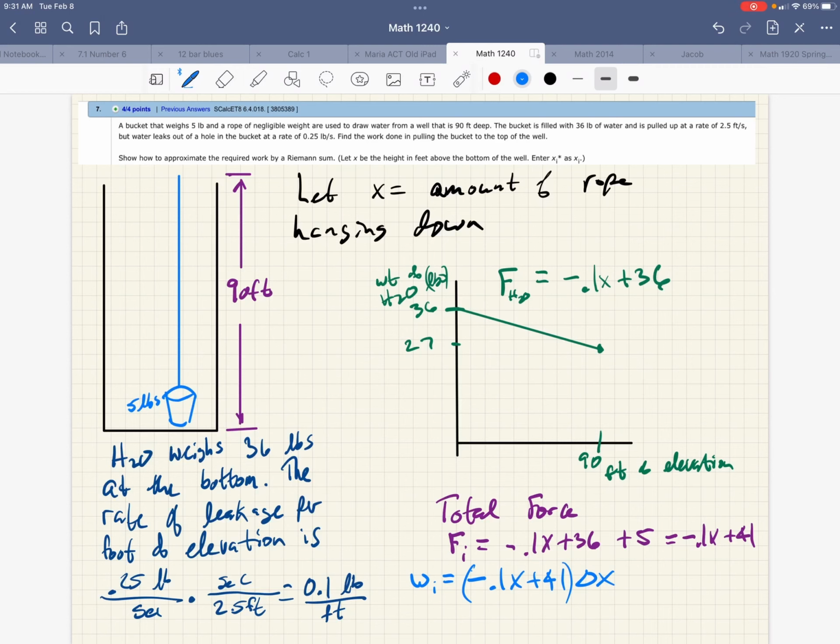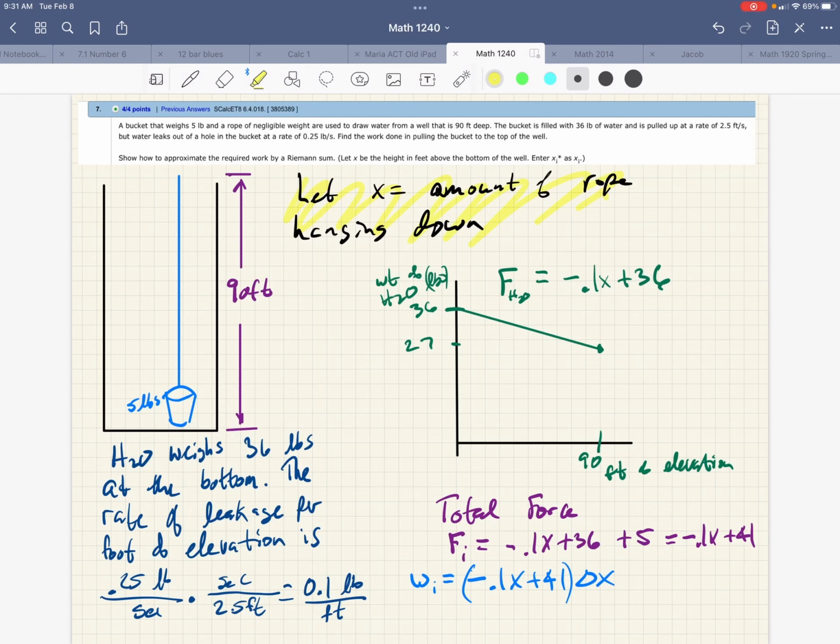So the first thing that we need to do is decide what our variable is going to represent. So let's let x represent the amount of rope that is hanging down. Okay, so if that's the case, then we can find an equation that would represent the amount of force that is pushing down by the bucket and the water.